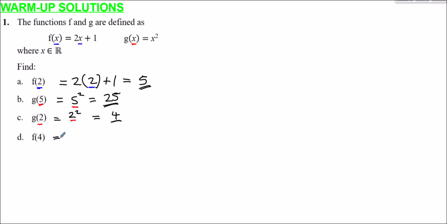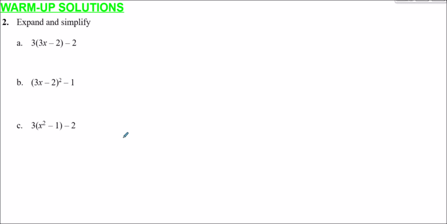Finally, f of 4 means we're going to do 2 lots of 4 plus 1, because our input this time is the specific 4, not just the x. So 2x plus 1 becomes 2 lots of 4 plus 1. 2 lots of 4 is 8, plus 1 is 9. Hopefully you did question 1 without too much trouble at all. If so, I hope that's just helped you to get rid of some of the rust. Let's have a look at warm-up question 2.